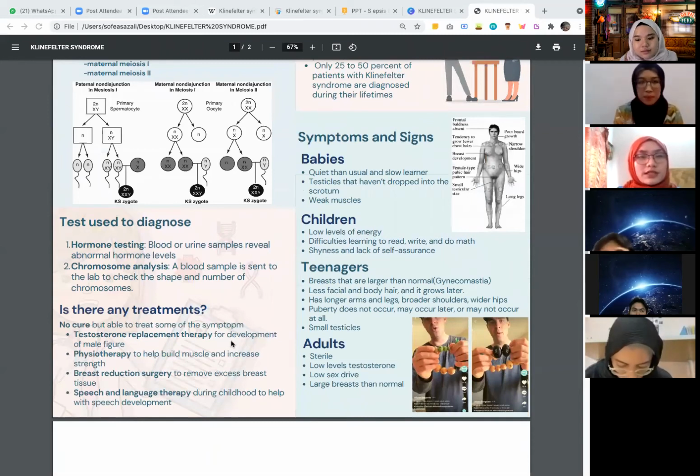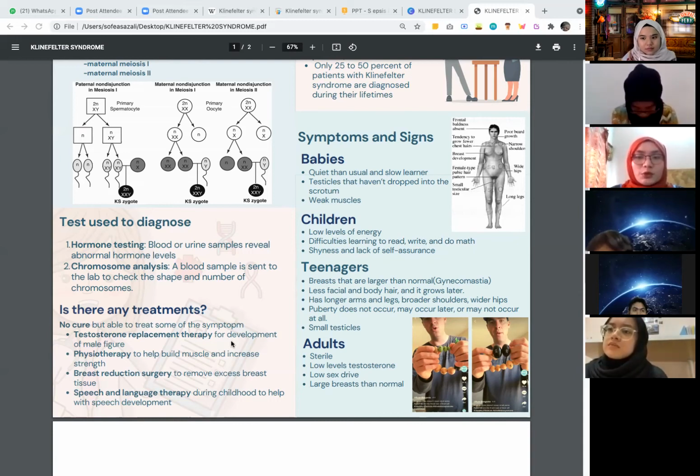For your information, symptoms of Klinefelter syndrome are not always obvious, and most of them are not able to diagnose the symptoms until they seek medical help because of infertility, loss of sex drive, and also bone fracture. So for the babies, the first symptom is being quieter than usual and slow learning. It means they take longer time to sit up, crawl, walk, and also speak. And the testicles haven't dropped into the scrotum, which is the pouch of skin behind the penis that holds the testicles. And also they have weak muscles.